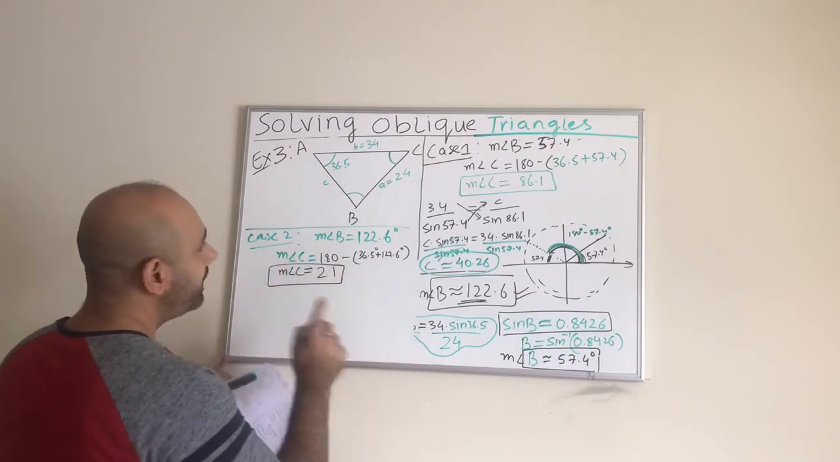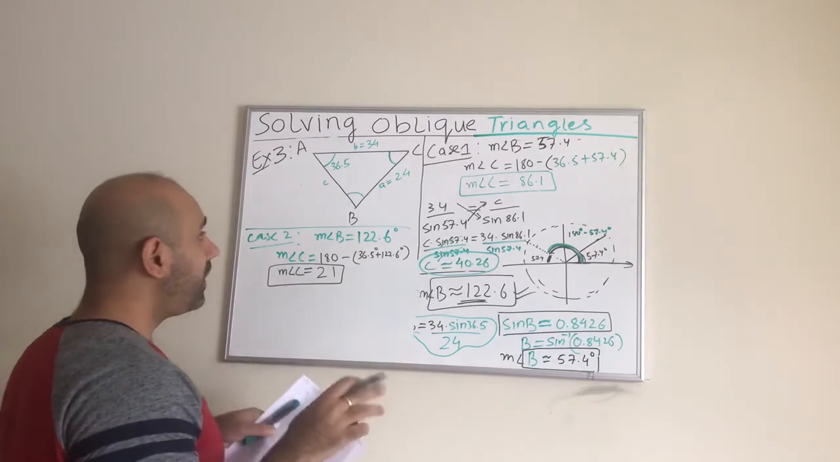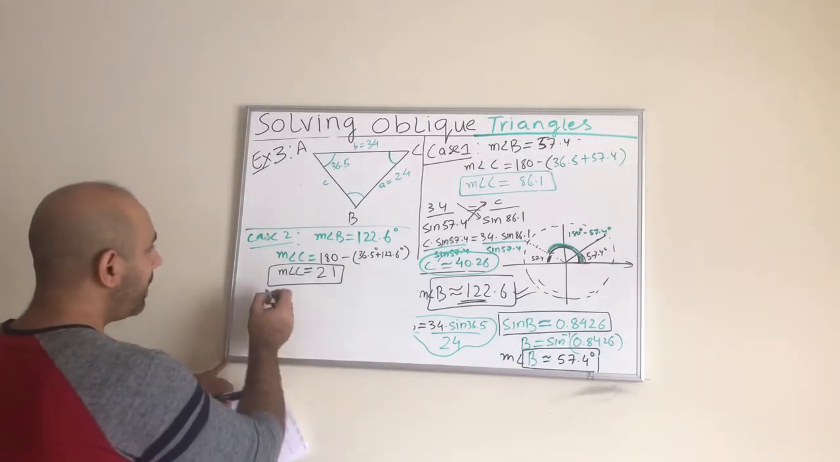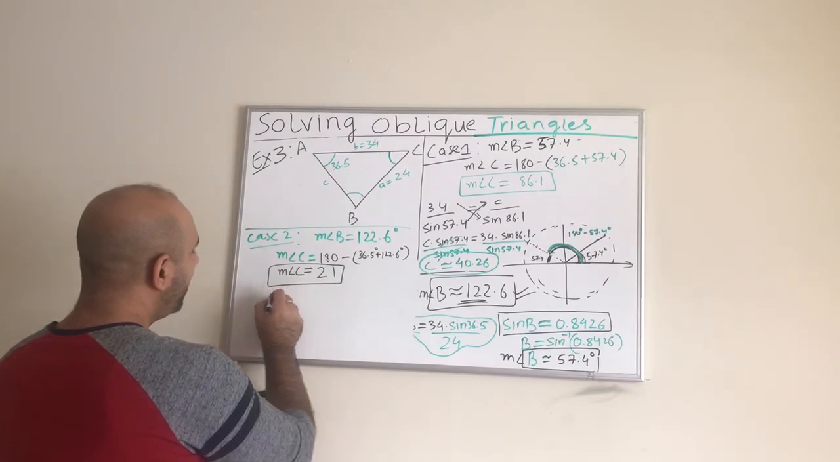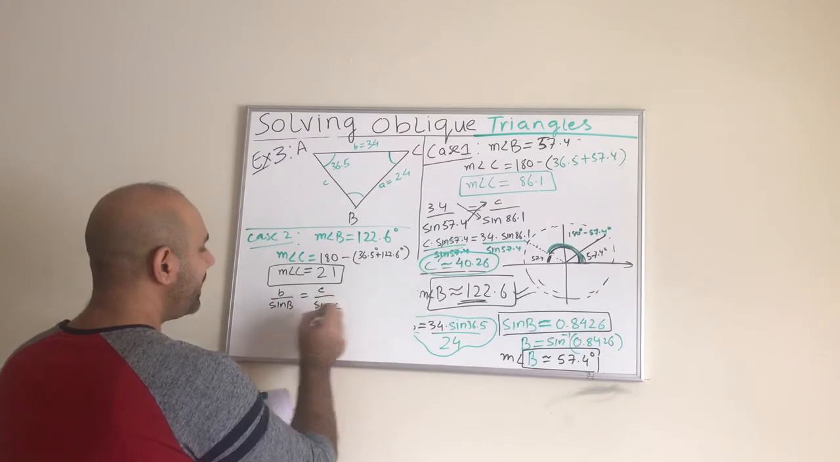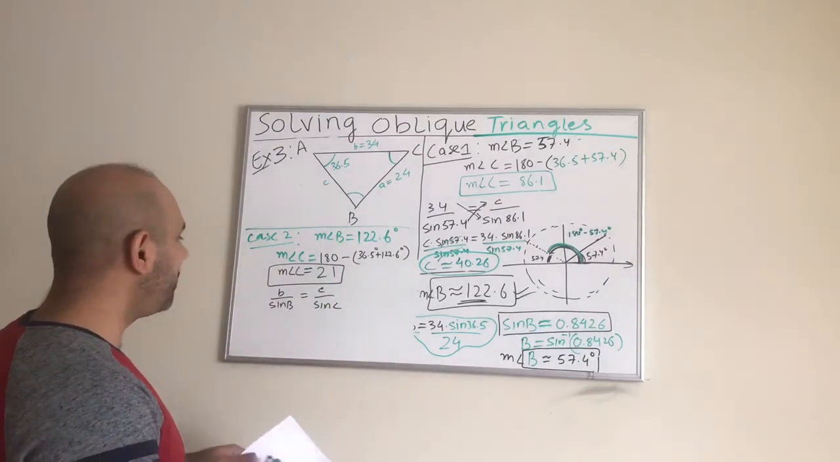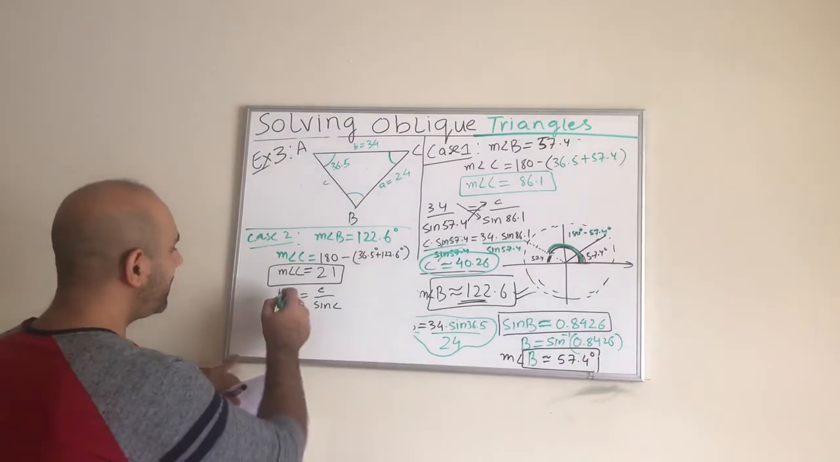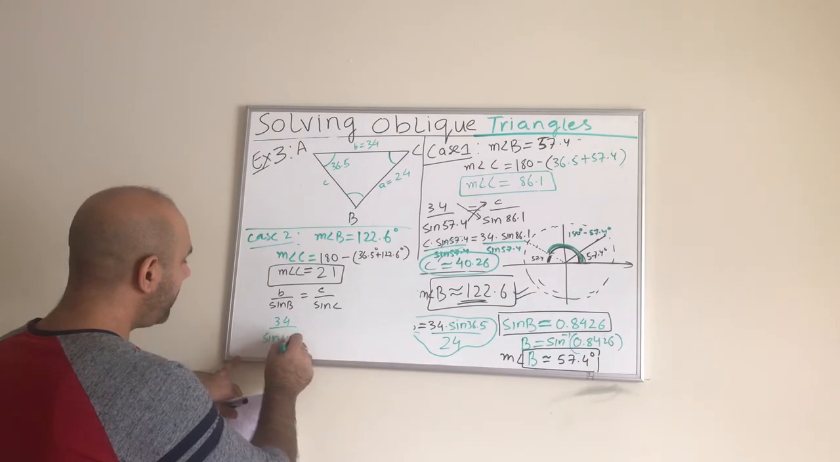Okay, so once we have it, then we are going to apply the sine law to find the length of the side C. So let me first write that sine law. We have B over sine B equals C over sine C. Because I got rid of it, I just want to first write the general form, and now I'm going to replace the values. B, what is my length? B is 34. Sine B, sine of 122.6.